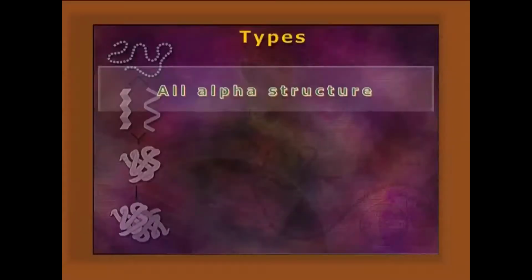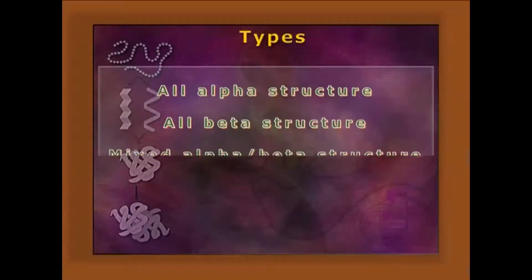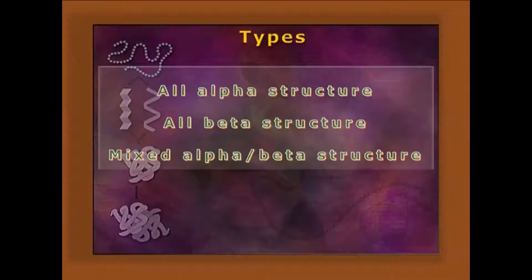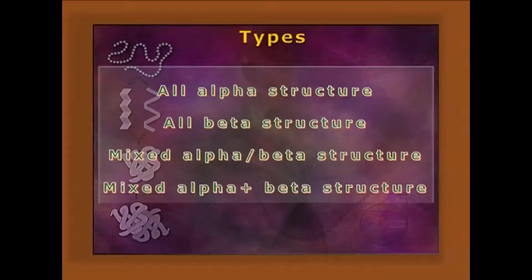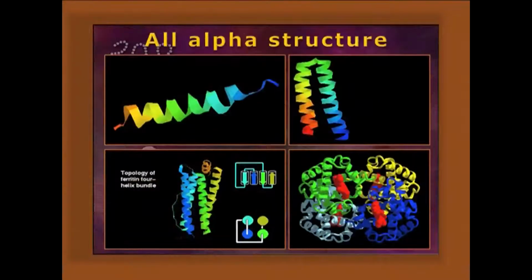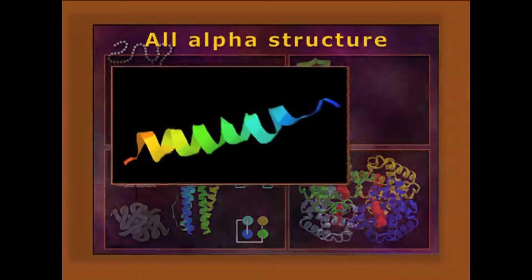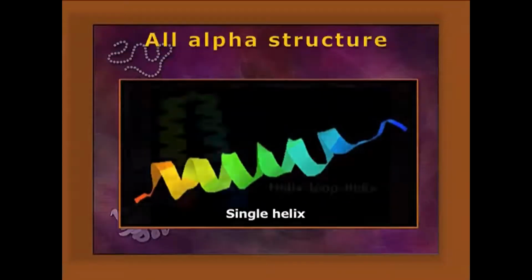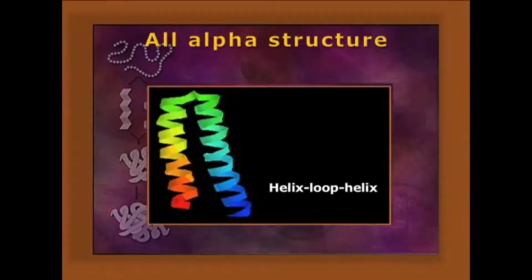Types. The types of tertiary structure include all alpha structure, all beta structure, mixed alpha by beta structure, mixed alpha plus beta structure, as well as other tertiary structures. Now, all alpha structure is made solely by alpha helices. Sometimes it is also called an alpha domain in the case of quaternary structure. You can follow in glucagon the presence of a single helix. You can follow the presence of helix-turn-helix or helix-loop-helix in the case of prealbumin, parvalbumin.